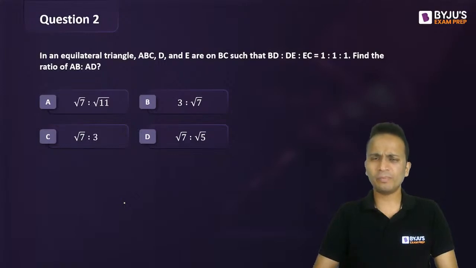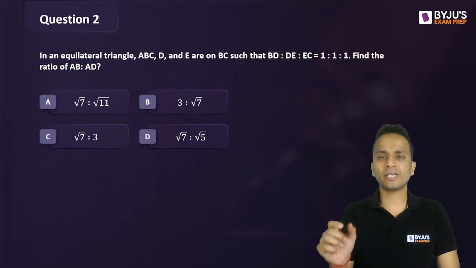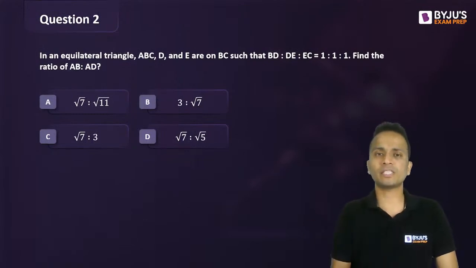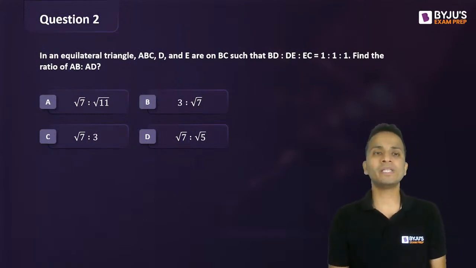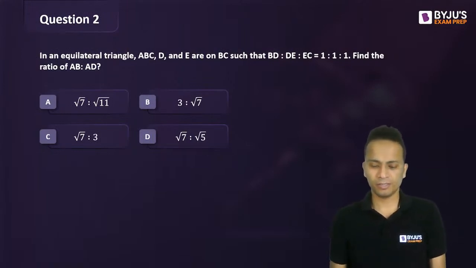Again, I'll give you 1 minute. You can draw the figure, okay, and you can mark the points. You can write the length of each of the sides. You can start by assuming the length of each side of this equilateral triangle.